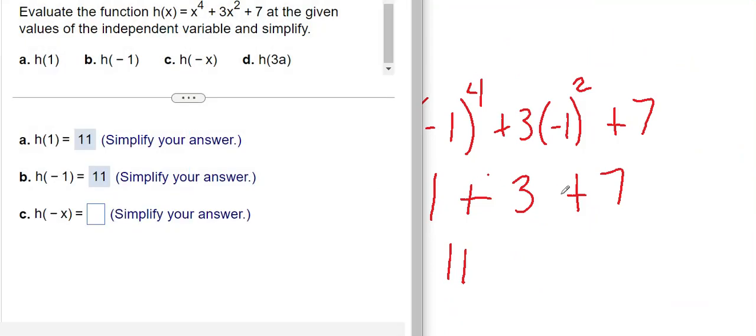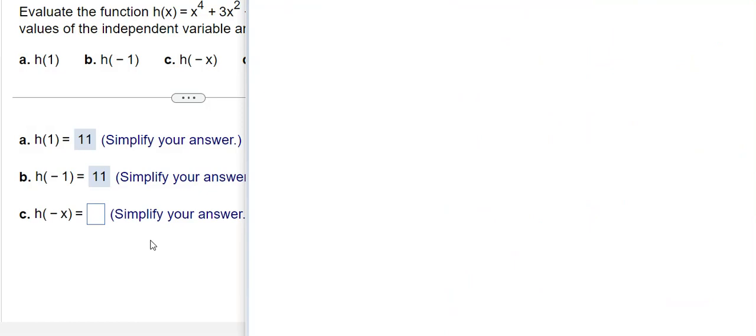Be careful about that. The good thing is you'll notice how it didn't mark me wrong. In MyMathLab, you can try 3 times before you actually end up getting penalized. So, great. All right, next one.